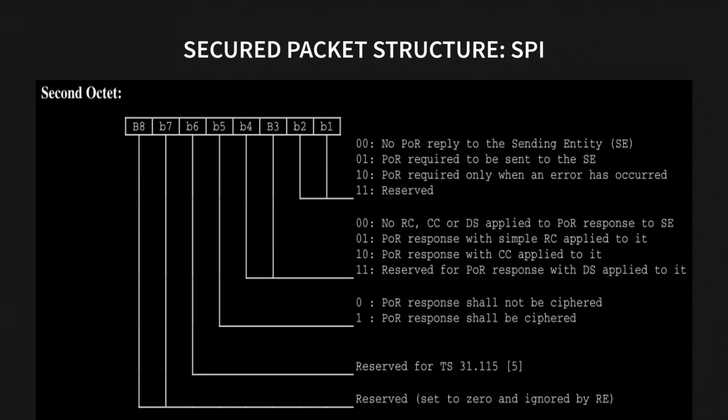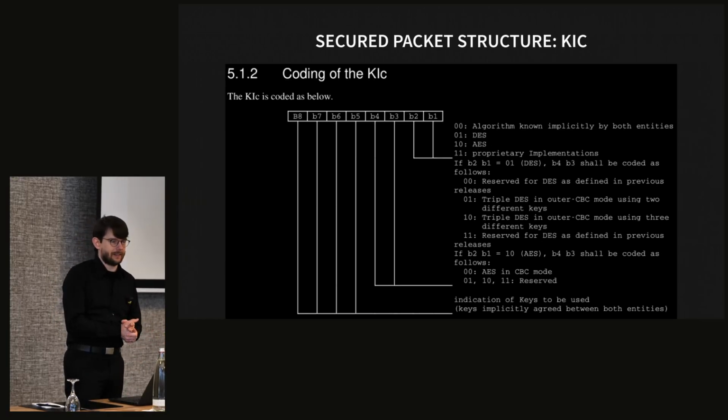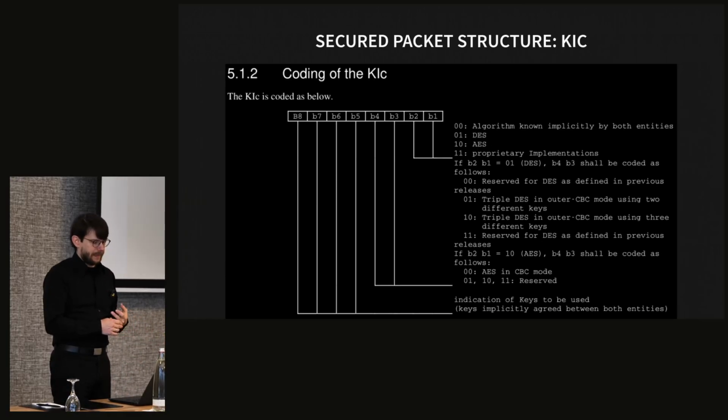The second octet defines whether you want a proof of receipt. That's a confirmation, I don't need to explain that. And then also whether the proof of receipt should again be ciphered, cryptographically authenticated, or digitally signed, or whatnot. So the first octet specifies basically the command, and the second octet specifies the security level of the response that you get back. And then we have the KIC, which defines which cryptographic algorithm is supposed to be used.